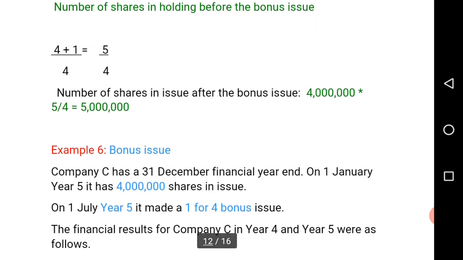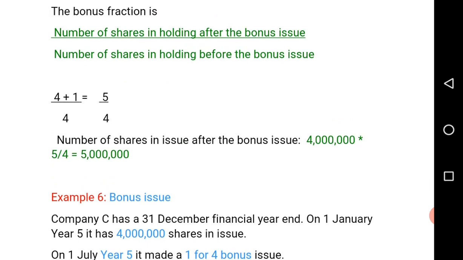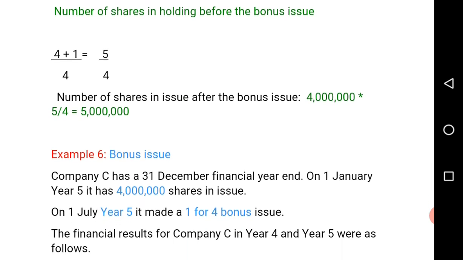So we have example 6 on bonus issue now. Example 5 was to know how to get the bonus fraction, which here is 5 over 4. Example 6 will be going into deeper calculations. So it says company C has a 31st December financial year end. So obviously the year starts from 1st January to them.